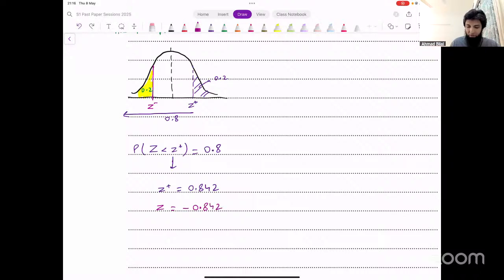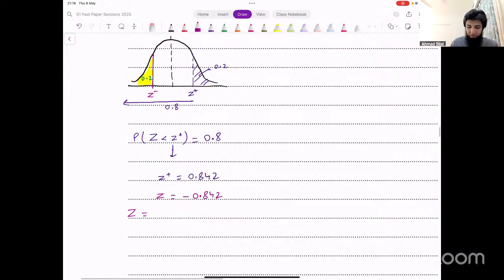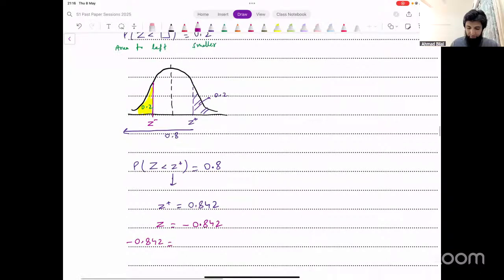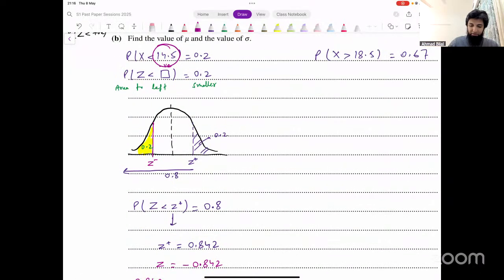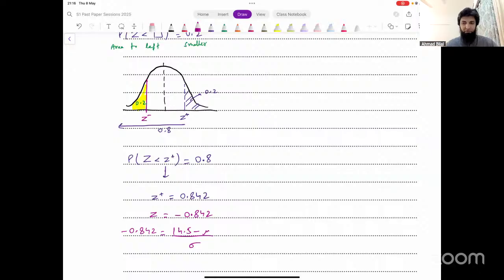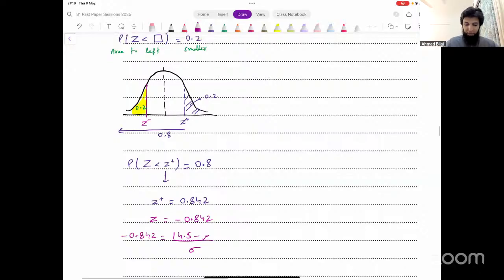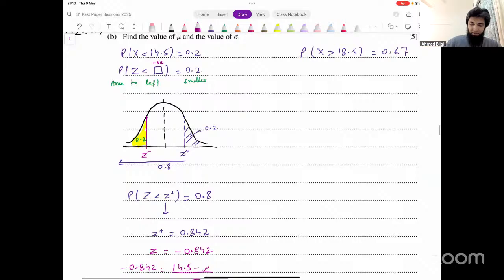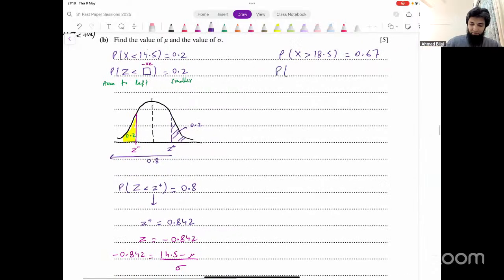What's the formula? The formula is z equals x minus mu over sigma. So minus 0.842, that equals x, in place of that is 14.5, minus mu divided by sigma. That's one equation that we've got. Okay, that's one equation that we were looking for. Then what about the other one? Again, we write this in z form as well. It becomes z greater than something. That equals 0.67.